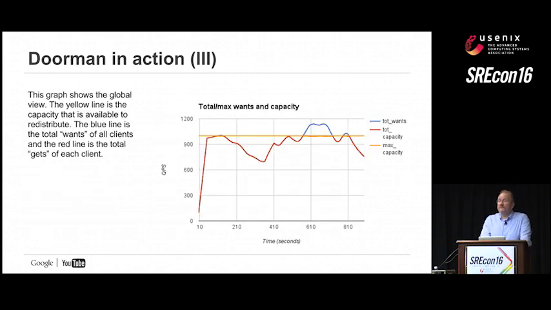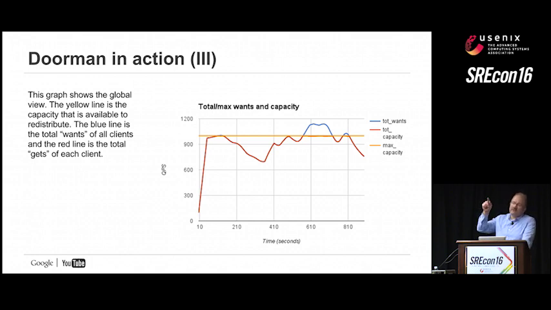This is the global situation. Here the red line is the total capacity that Doorman gave out on the planet. The blue line is the total capacity that all the clients wanted on the planet. And the yellow line is the maximum capacity from the configuration. So you see again that Doorman never gives out more capacity than the maximum. And when the clients asked for more than that, it just keeps the red line at the yellow line.